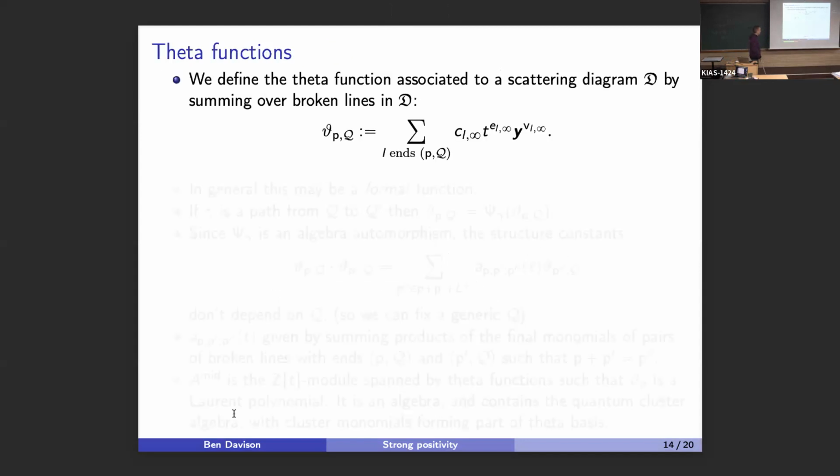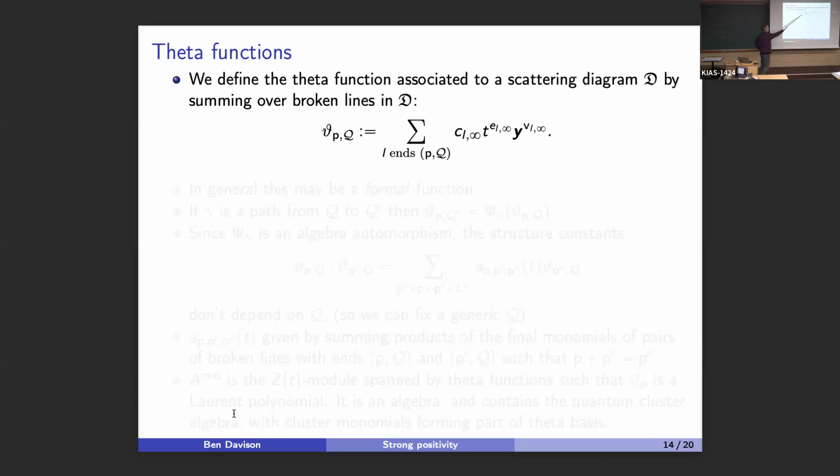So finally I get to the definition of theta functions. The theta functions associated to a scattering diagram B are given by summing over broken lines in B. This is where you get to see that a priori you probably have no right to expect these things to frequently be Laurent polynomials. Especially for that horrific scattering diagram that I had on the board earlier, you would expect there will just be infinitely many of these and this won't make any sense. But let's say the universe is kind in this respect. So this definition makes sense.